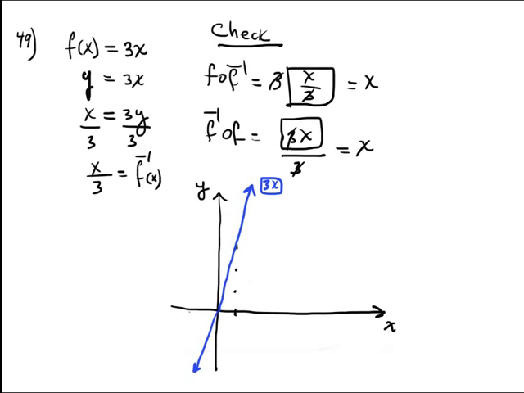And its inverse is a line also, but the slope is 1 over 3. This is 1, 2, 3, 1, 2, 3, 1, 3, and 1 here. The slope is like that.